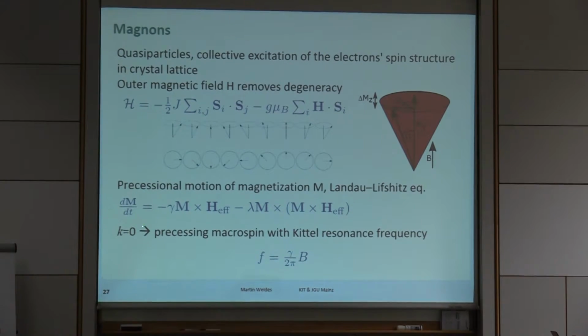If it's a standing precession, a standing wave, then the system can be described as a macro spin, just by the combination of all spins precessing in phase with the same frequency, and in that case the precessing frequency, the Kittel frequency, is given by this equation, so it's linearly proportional to the applied outer magnetic field.